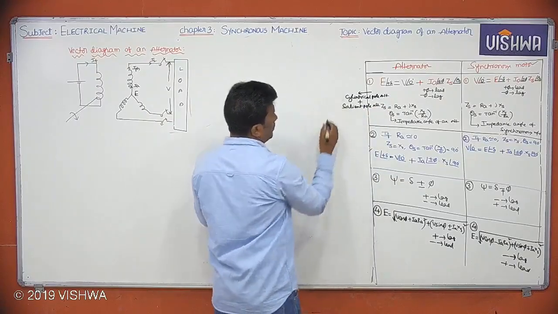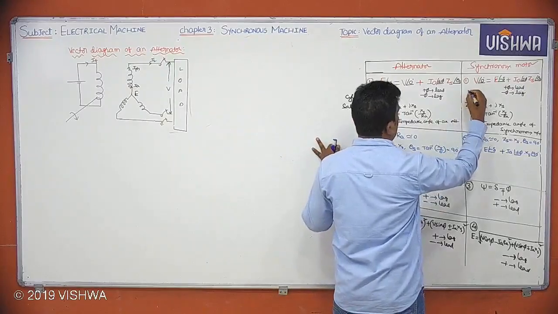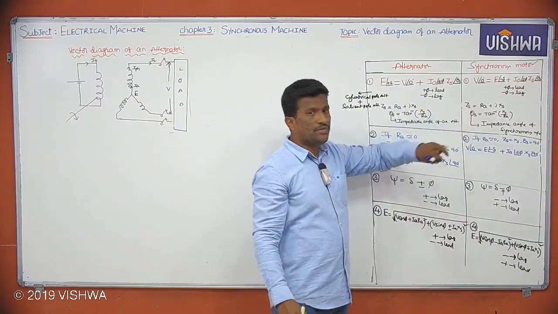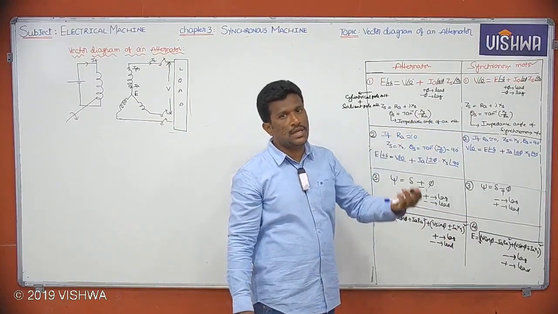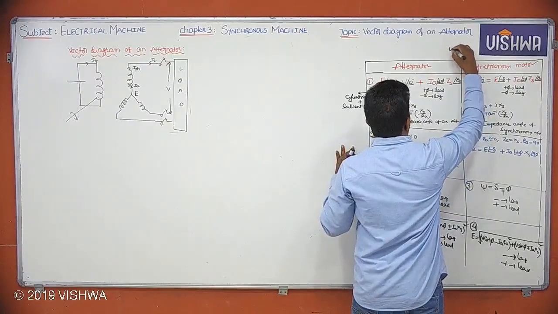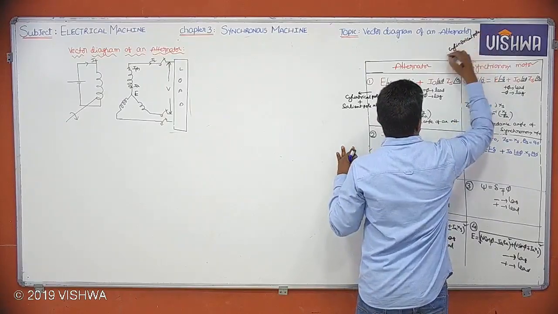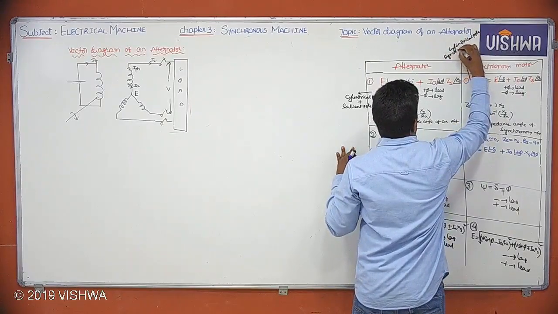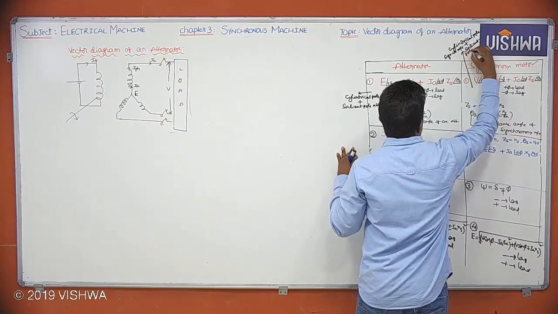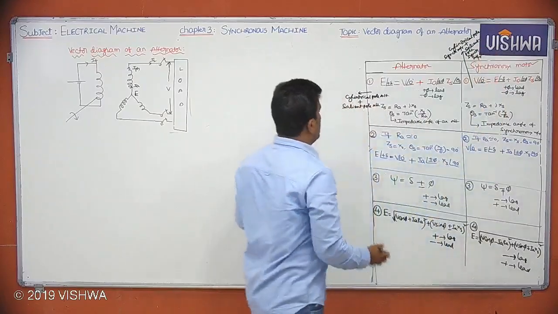And this synchronous motor formula is also valid for both. I think there is no need to confuse. I'll write here: this is applicable for cylindrical pole synchronous motor and salient pole synchronous motor. So this formula number 1 applies to cylindrical pole synchronous motor and salient pole synchronous motor, nothing but both.